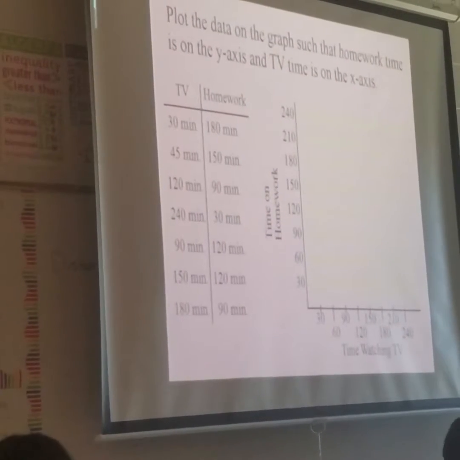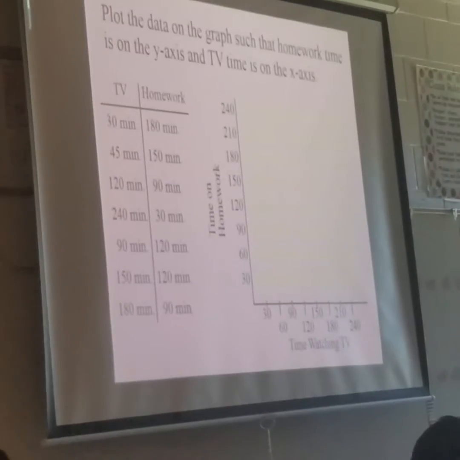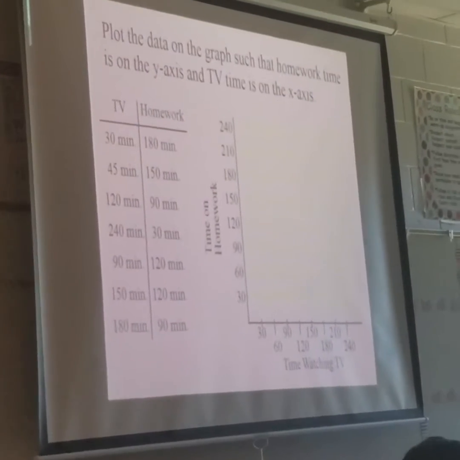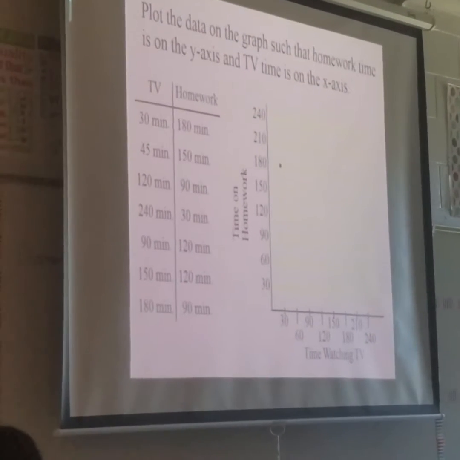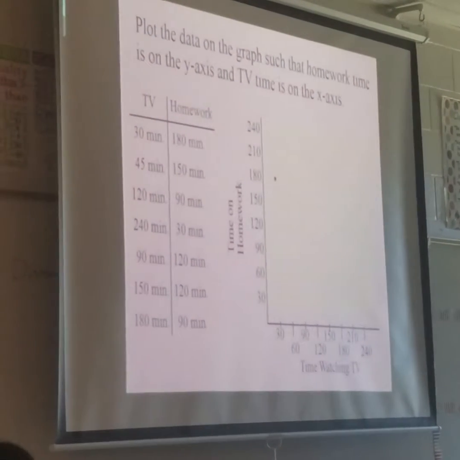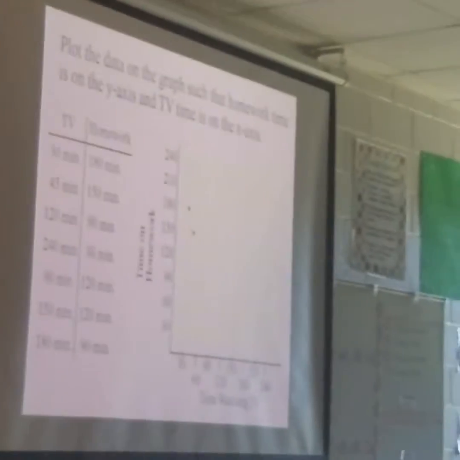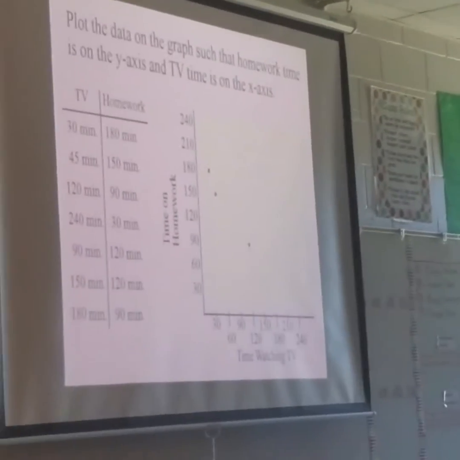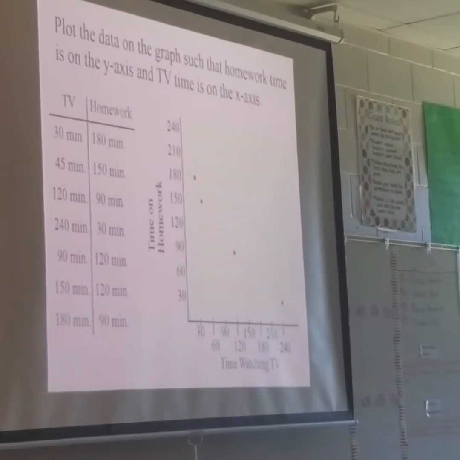So notice the first student spent 30 minutes watching TV and 180 minutes doing homework. That's pretty good. So we can plot that on the graph. We got 30 and 180, you see that? So 45 and 150 for the second student. 120 and 90, and so forth.